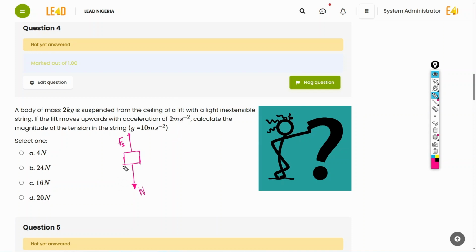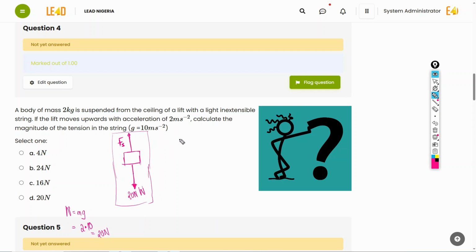Now, what's the weight going to be? Weight W is equal to mg, which would be 2 times 10, right? That gives you 20 newtons. So we have 20 newtons downward. We don't know what Fs is, but we also know that the general motion of the system, at the end of the day, is upwards. The general motion of the system is upwards.